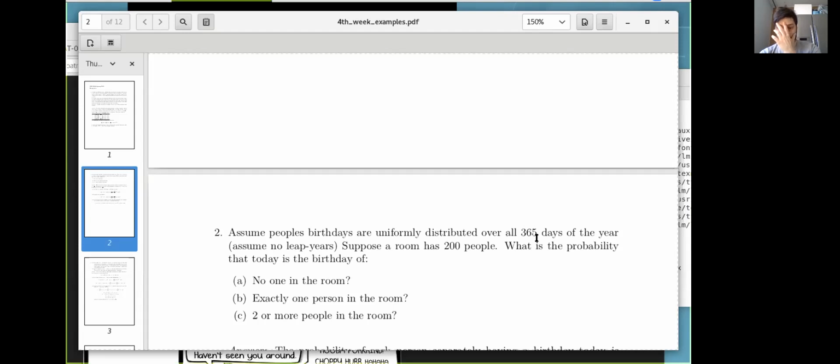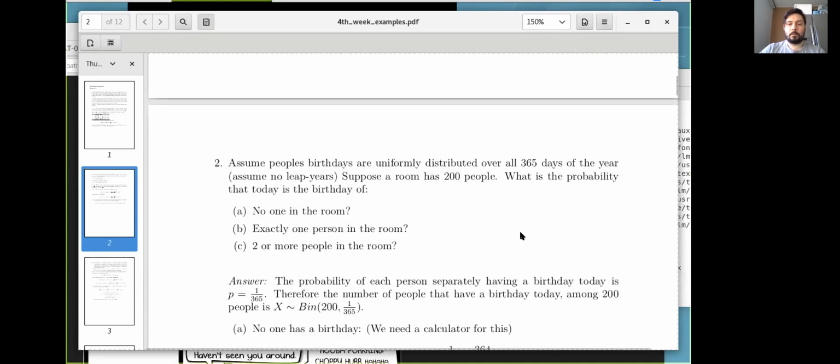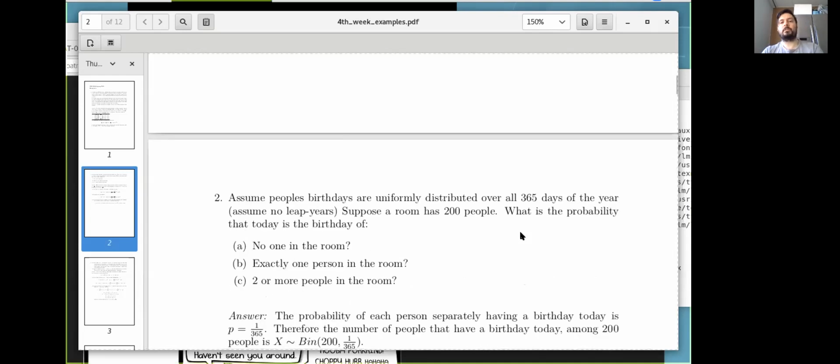Well, let's calculate that. First of all, let's notice that there are 200 people coming in. Each has the probability 1/365 to have a birthday today. So we can model the number of birthday persons as having a binomial distribution with parameters 200 and 1/365.